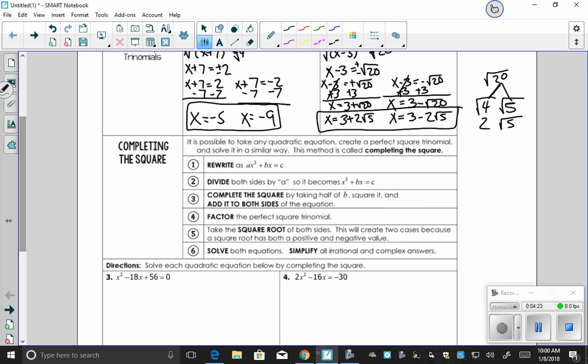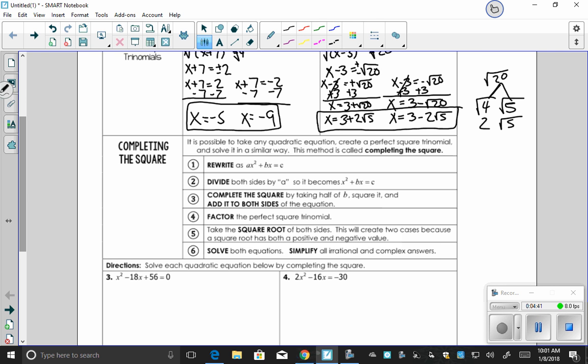This is going to be really helpful when completing the square. To complete the square, it is possible to take any quadratic equation and create a perfect square trinomial. And you're going to solve it in a similar way. This method is called completing the square.